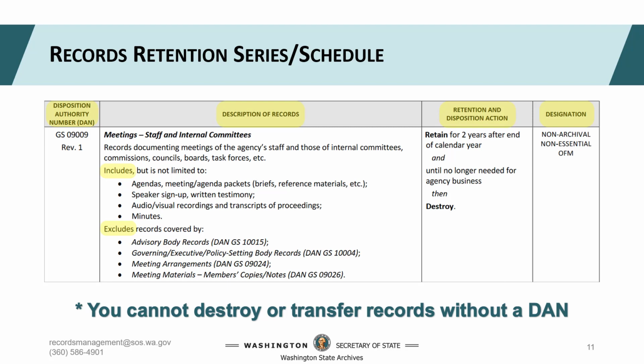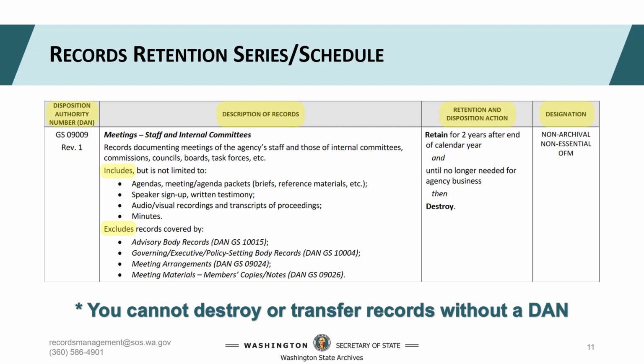So this is a screenshot of one record series, meetings, staff, and internal committees that you'll find in CORE and the State General Schedule. Retention schedules are lists of record types an agency manages, much like any list you create or use in your work. Each type of record has a disposition authority number, or DAN. DANs are unique identifiers that authorize the retention and disposition of a record.